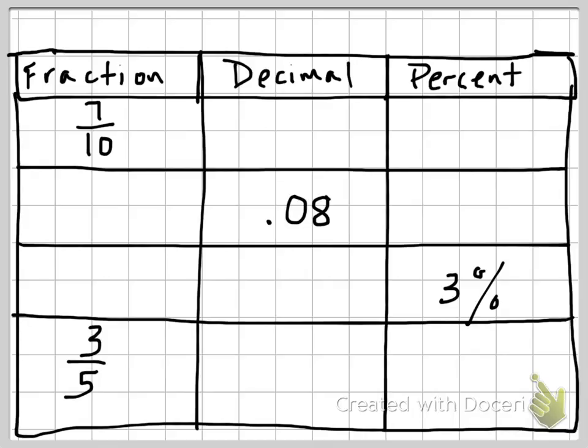Alright, in the first one we have 7/10. Now, as a decimal, if you listen to me say this fraction, 7/10, well, I could just write that as I'm saying it. This would be 0.7 as a decimal. Okay. Now, converting that to a percent, remember to get a percent, we're going to move our decimal point 2 places to the right. What does that look like?